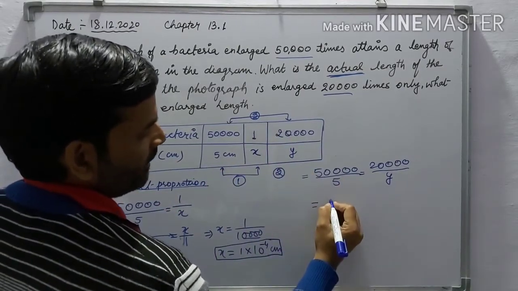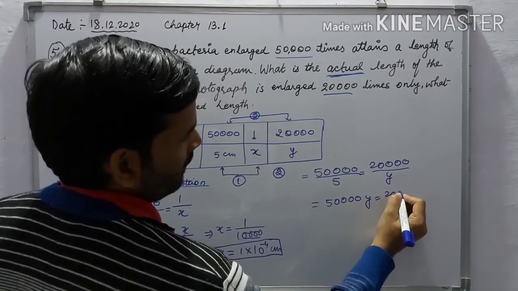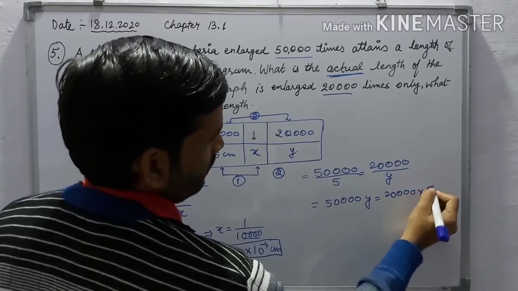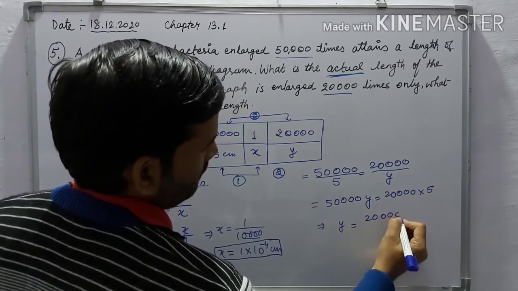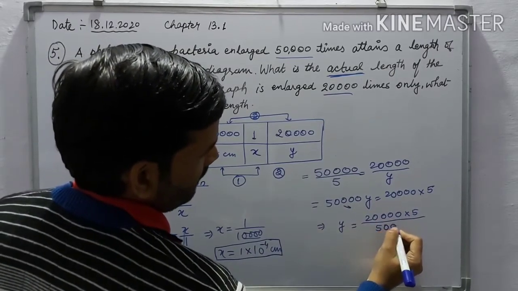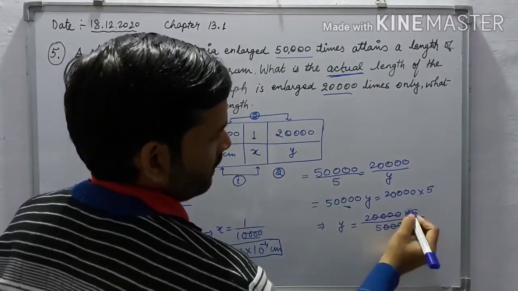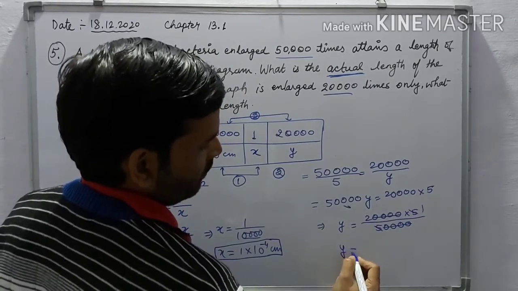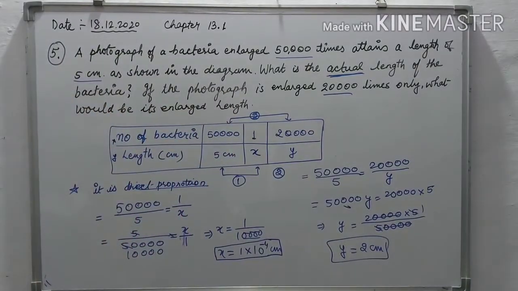Now multiply: 50,000 y is equal to 20,000 into 5, so y is equal to 20,000 into 5 upon 50,000, transferring to the denominator. The four zeros cancel, 5 1 ja 1, 5 1 ja 1. It means y is equal to 2 centimeter. It means the length of this bacteria is 2 centimeter. In 2 centimeter length, the number of bacteria is 20,000.